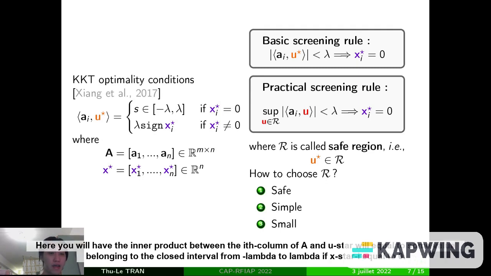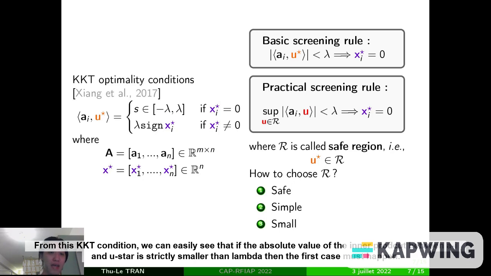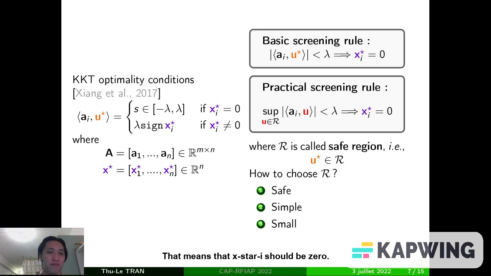Here, the inner product between column i of A and u star will be equal to some value belonging to the closed interval from minus lambda to lambda if x star i equals 0. Otherwise, it will be equal to lambda times the sign of x star i. From this KKT condition, we can easily see that if the absolute value of this inner product is strictly smaller than lambda, then the first case must happen. That means x star i should be 0. This is basically the screening rule.